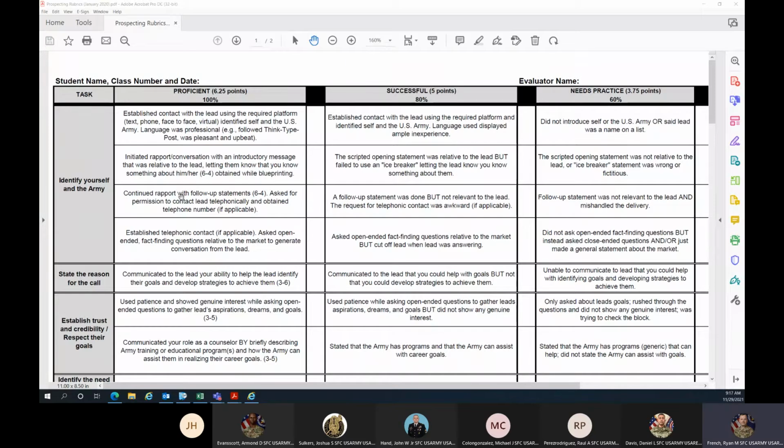Then we go into continued rapport with follow-up statements. We don't have to worry about asking permission because we're already on the phone. A follow-up statement would be something along the lines of, how's senior year going for you? Have you thought about what you're going to do over the summer? Those kinds of things. So you continue rapport, you continue with follow-up statements, and then ask open-ended fact-finding questions relative to the market to generate conversation from the lead. You're essentially just going to continue to ask questions. Have you given thought about what you're going to do after summer? Have you given thought about what you want to do with your life now that you're going to be a graduate of high school?